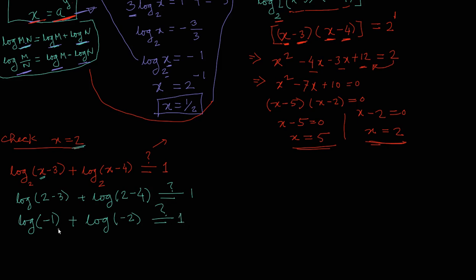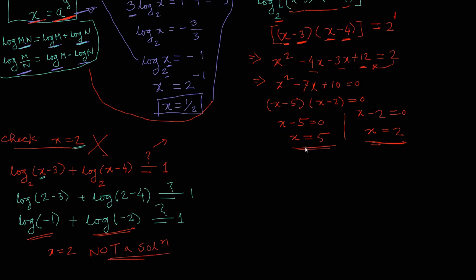Now we know that logarithm of any negative number does not exist. It is not possible to calculate a logarithm for a negative number. So that means this is not calculable, so x equal to 2 is not a solution. Okay, so that is gone.